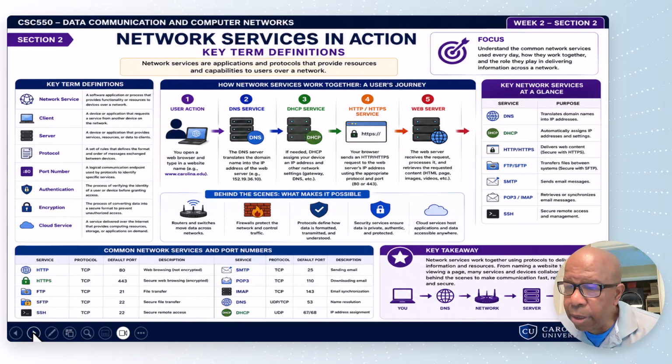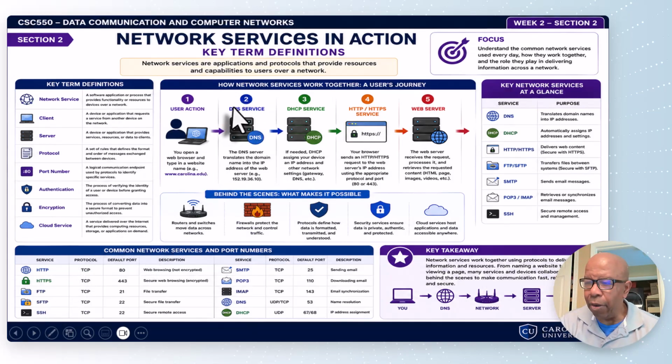The key thing here is first looking at some of the terms: network service, client, server, protocol, port number, authentication, encryption, cloud service. Look at those definitions, and from a high level, be sure you know what they do. A server is a device or application that serves resources and data to the clients. So get a general feel of who the players are in network services.